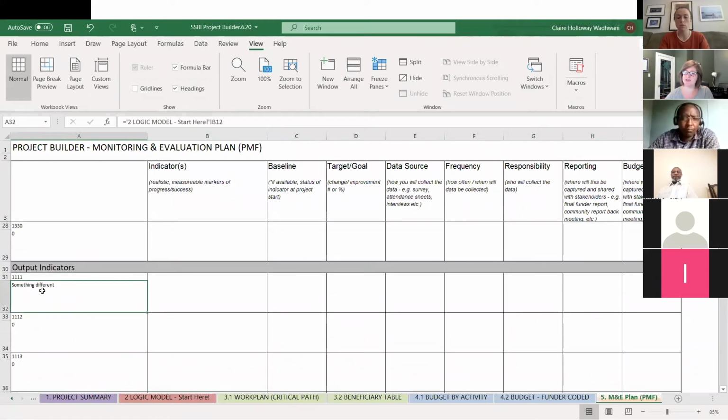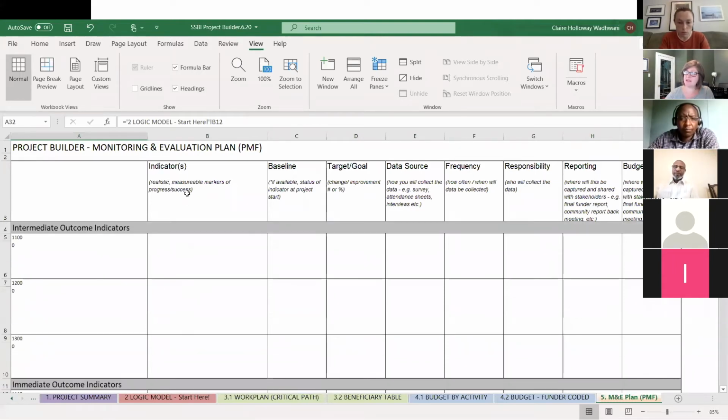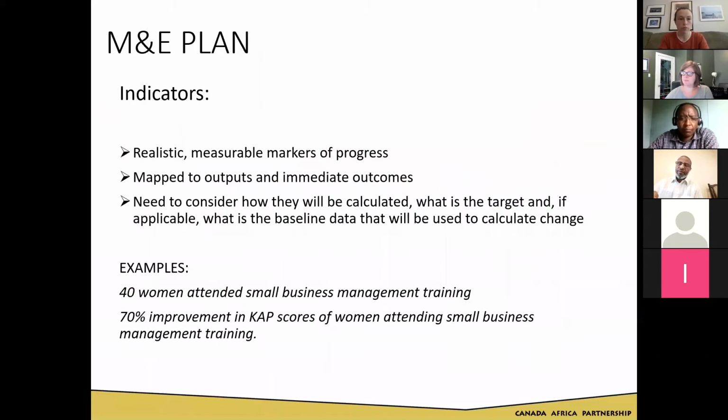And here you go. Here you see that something different output, again, already pre-populated. So indicators. Your indicators are, go back to that plan here. Indicators are the word we use for your realistic, measurable markers of progress. So what are the things you're going to look at to make sure that you are achieving what you set out to achieve? They're mapped to your outputs and your outcomes.